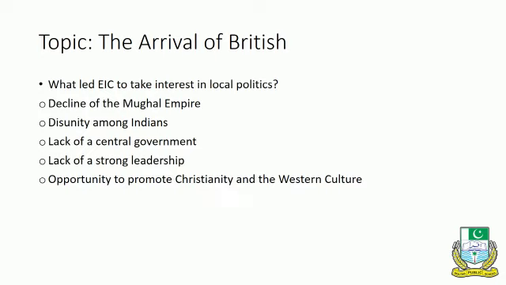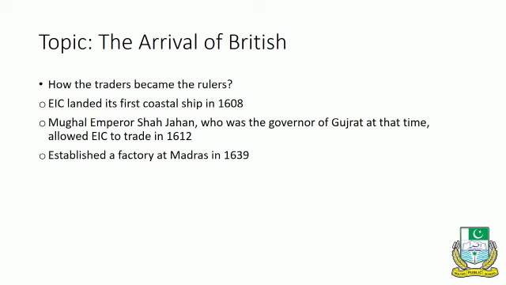Initially, East India Company was only interested in trade and not in any kind of politics. But the decline of the Mughal Empire, disunity among the Indians and the lack of central government led the British to take interest in local politics. Moreover, they saw an opportunity to promote Christianity and their Western culture as well. Now let's see how the traders became the rulers.